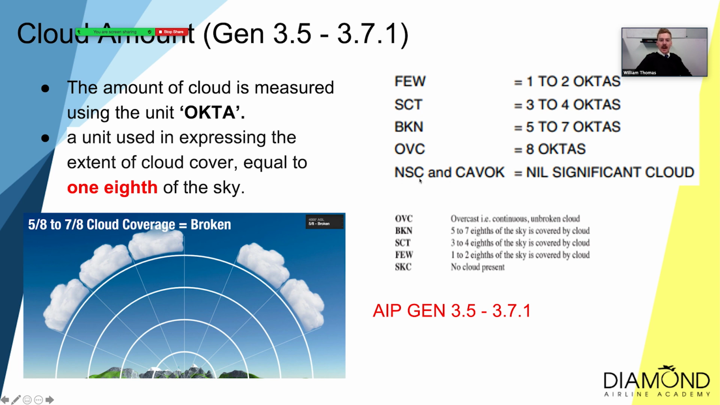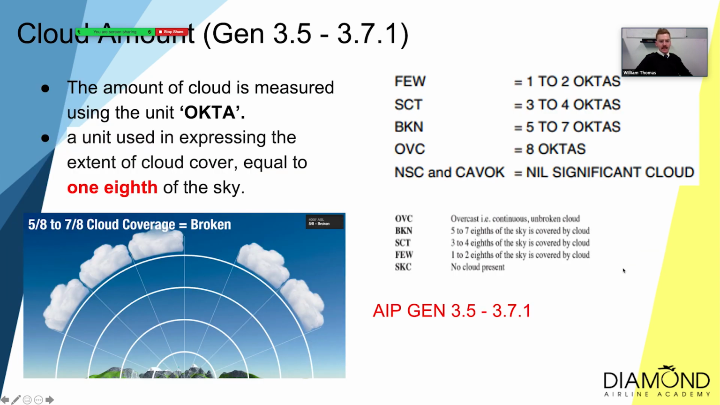If you see NSC, that stands for nil significant cloud. CAVOK, if you see that, you can also assume nil significant cloud, but it is also associated with some other weather conditions, which we'll talk about. But NSC, nil significant cloud. 1 to 2 8ths, few, 3 to 4 8ths, scattered, 5 to 7 8ths, broken, 8 8ths, overcast.